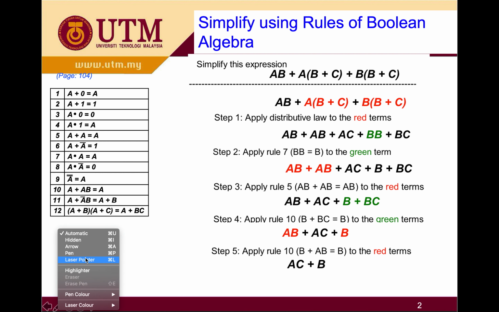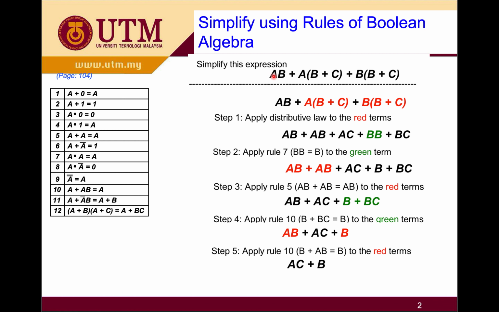If you can see, this is the example, which is A(B + C)(B + C), factoring B plus C. So you're going to do the first step, which is to distribute the law to the red term. This is the red term, where we're going to use the distributive law. So you're going to multiply A by B, then multiply A by C. Same goes here, B multiplied by B, B multiplied by C. This is the first step.